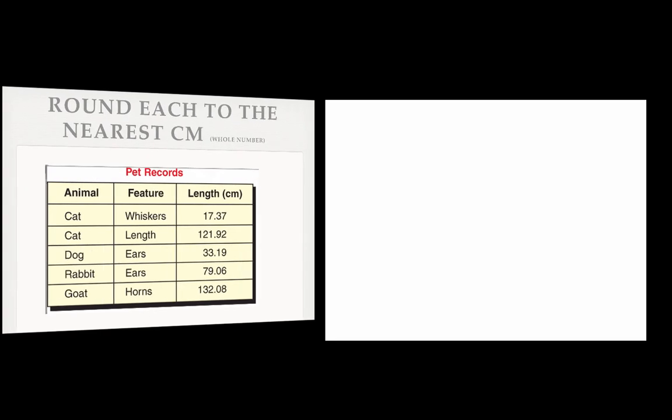Let's try the first one there together. So the number is 17.37. And we've been asked to round to the nearest centimeter, or the nearest whole number. Well, the whole number is the 17.